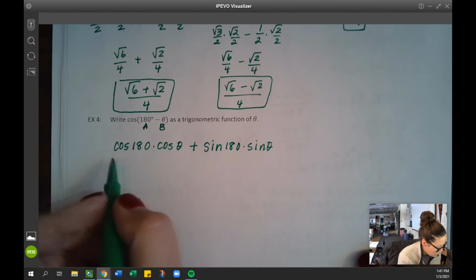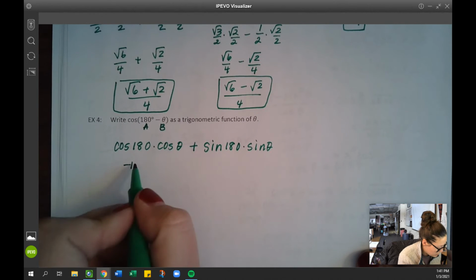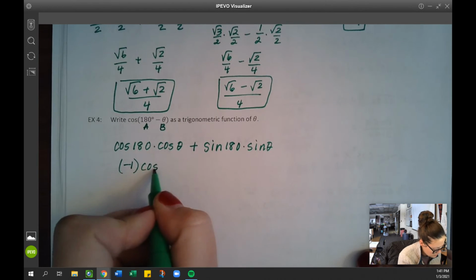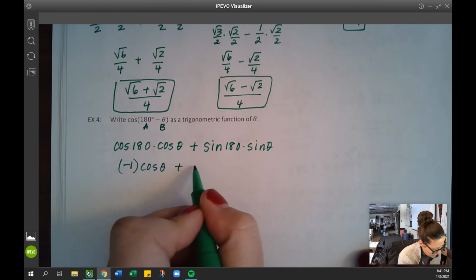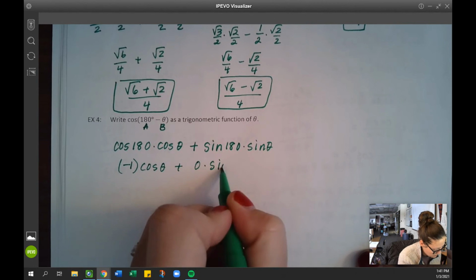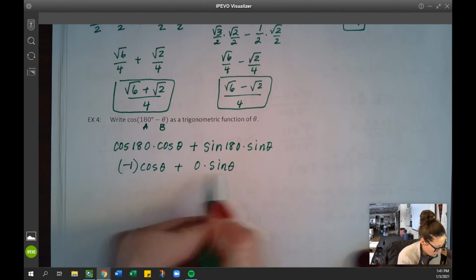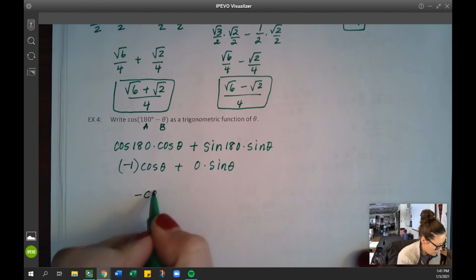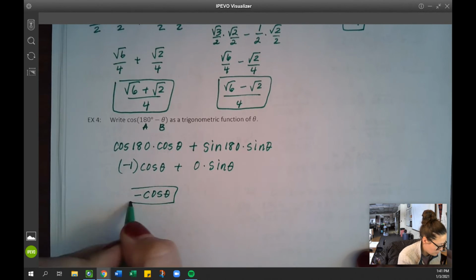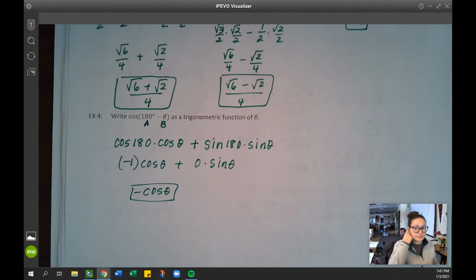All right, cosine 180 is -1. Sine 180 is 0. So that goes away, and we're just left with negative cosine theta.